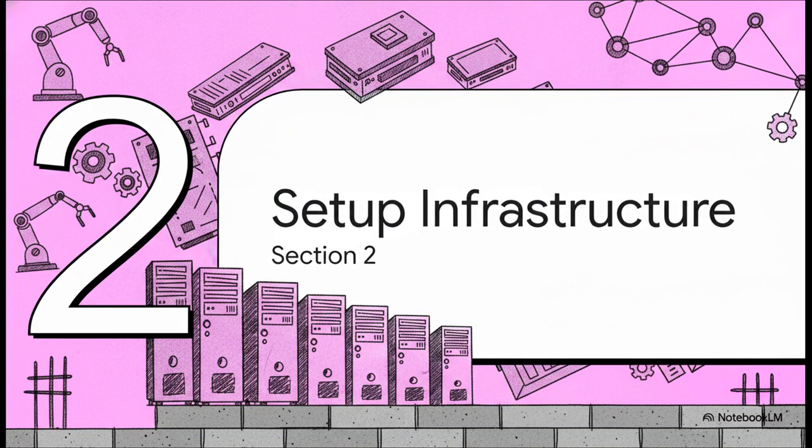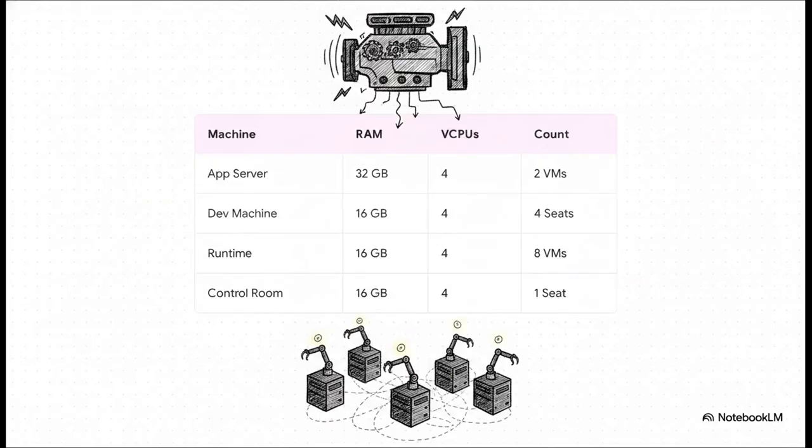Moving right along to Section 2, setting up infrastructure. Now we transition from looking at visual blueprints to laying the actual concrete foundation, the hardware and data specs. Think about the different engine sizes you need for different tasks here. The application server up at the top, that's your heavy lifter. Because it hosts the Blue Prism server and potentially the database, it requires a pretty hefty minimum of 32 gigabytes of RAM and a 64-bit processor with 4 vCPUs.